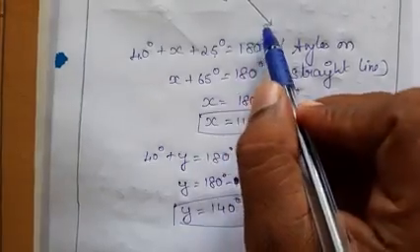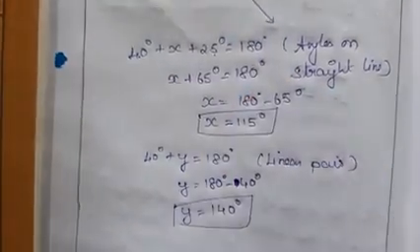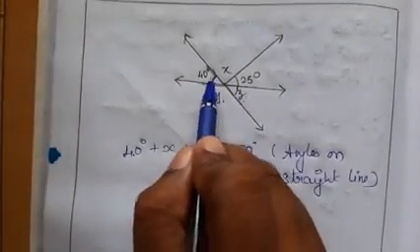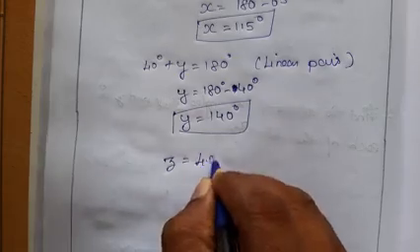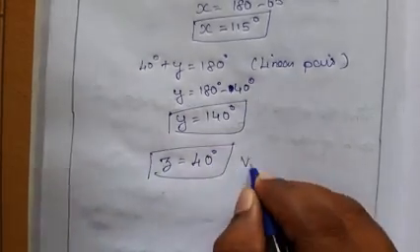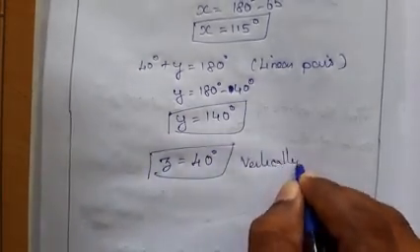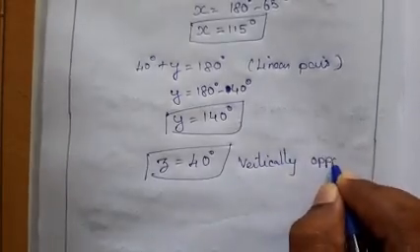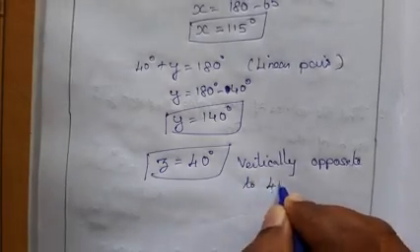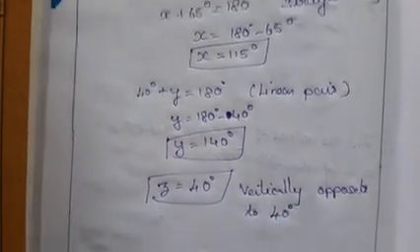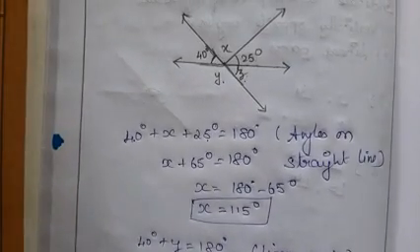And what about z? Z is just opposite to 40 degrees, vertically opposite, right? This and this are vertically opposite. So z is equal to 40 degrees, since it is vertically opposite to the angle 40 degrees. Clear? Thank you.